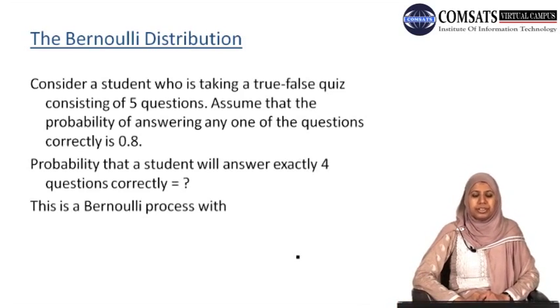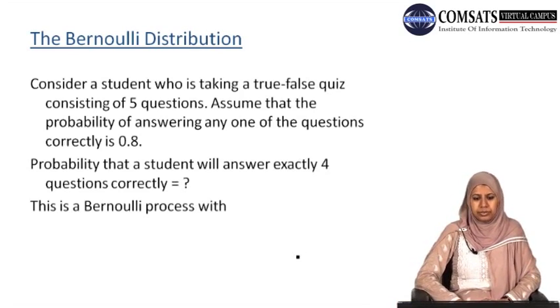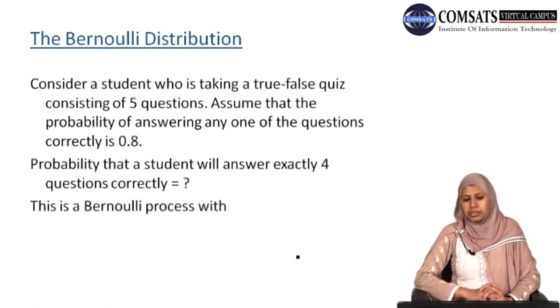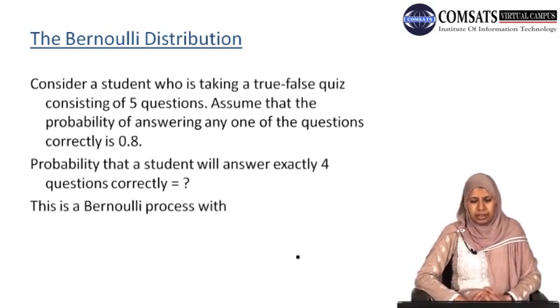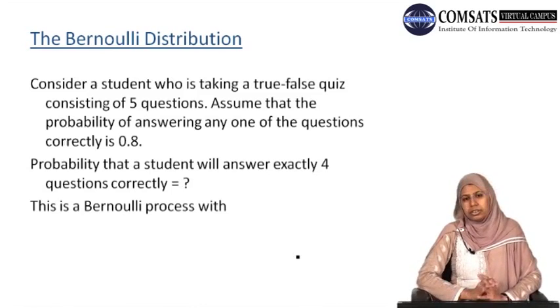Now we define the Bernoulli distribution. We consider a student who is taking a true-false quiz consisting of 5 questions, and we assume that the probability of answering any one of the questions correctly is 0.8. We are interested in knowing the probability that a student will answer exactly 4 questions correctly. Now this is again a Bernoulli process, because if a student has answered the first question as true, it does not affect the answer of the second question.